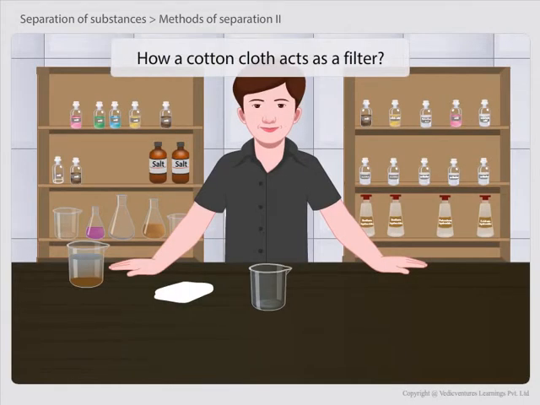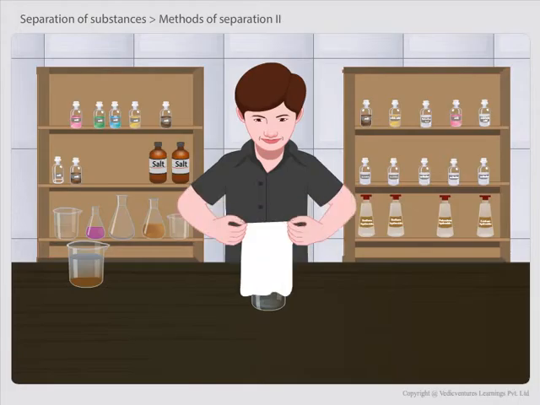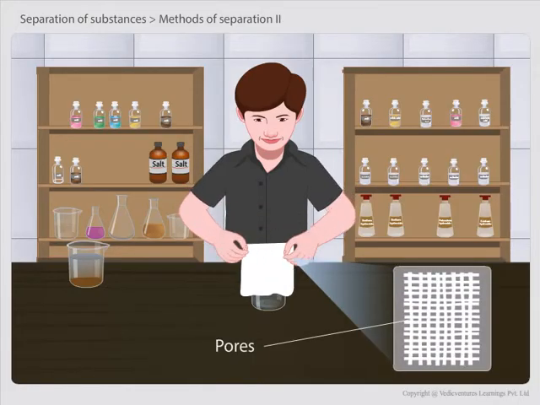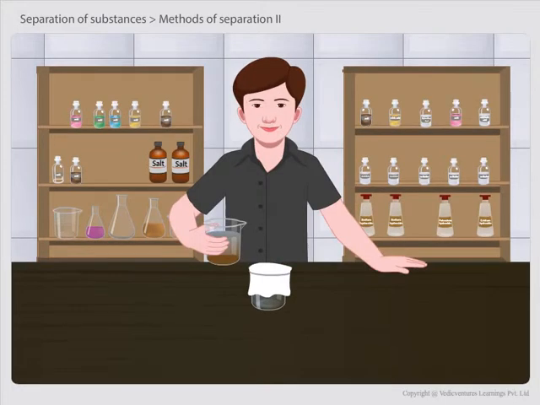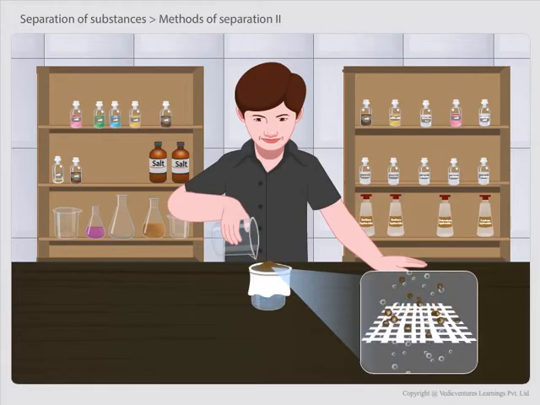Let us learn how a cotton cloth acts as a filter. In a piece of cloth, small holes or pores are there in between the woven threads. It is actually these small pores that act as a filter. The soil particles are bigger in size than these pores. So they cannot pass through these pores and remain in the cloth.